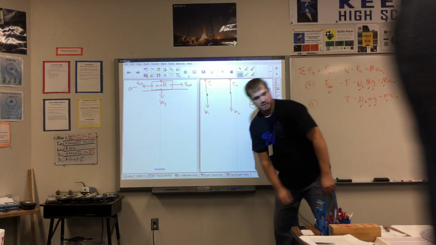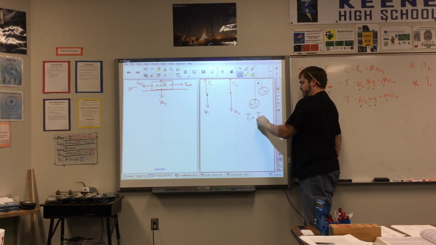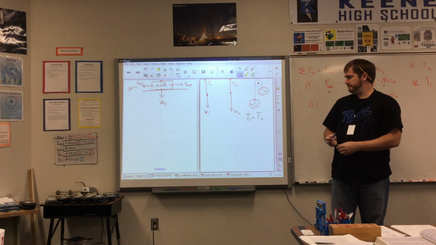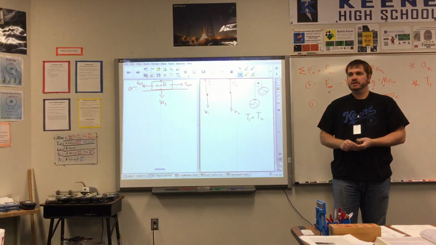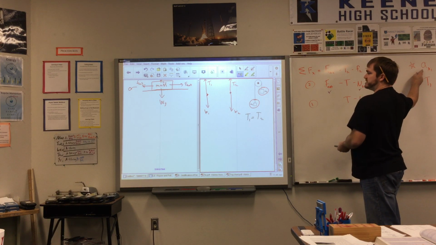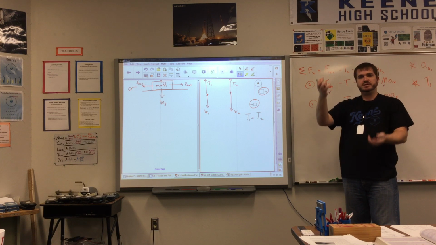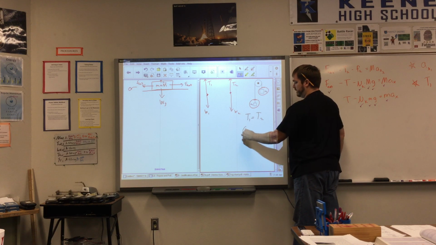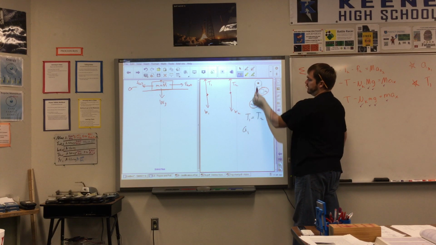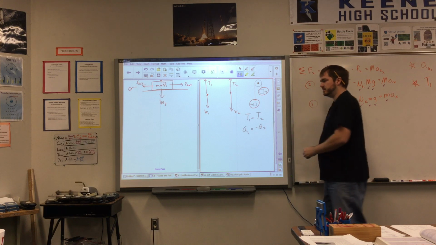So, Miranda, I think you said that, right? Tension 1 equals tension 2? How do we get that? Yeah, absolutely. And kind of like we have over here, what about the acceleration? The magnitude of the acceleration is the same, but the direction is opposite. So we would say the acceleration of object 1, which is going up, in the positive direction, is equal to negative the acceleration of object 2.